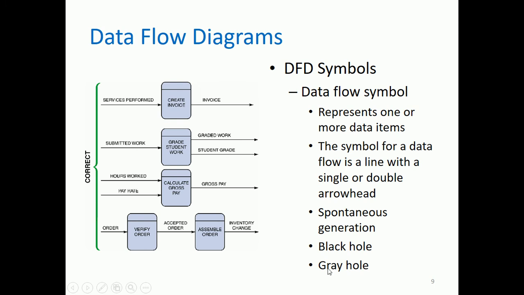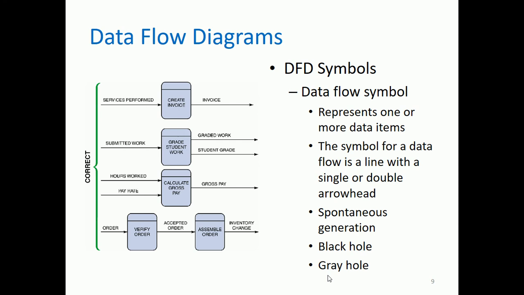So what is a gray hole? A gray hole is, for example, when you're going to calculate the employee's salary. That's the process. The input is the student's grade, and then the computed salary is the output. That's already a gray hole. Why do you need a student's grade to calculate the employee salary? So that's an example of a gray hole. Wrong data, but the information that is going out from the process is correct.